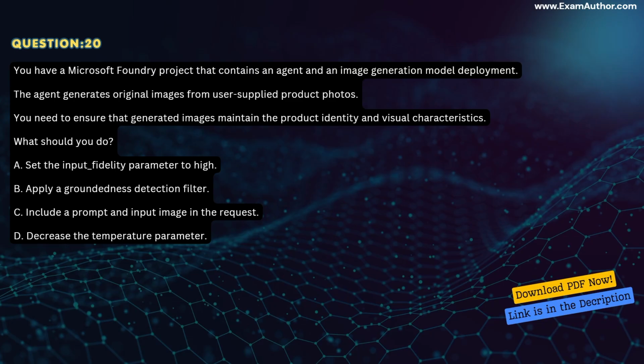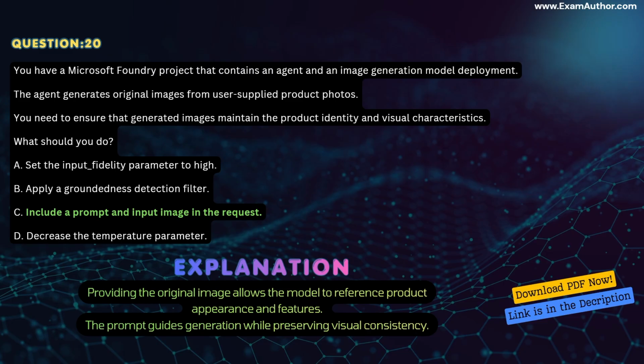Correct answer: C. Include a prompt and input image in the request. Explanation: providing the original image allows the model to reference product appearance and features. The prompt guides generation while preserving visual consistency.